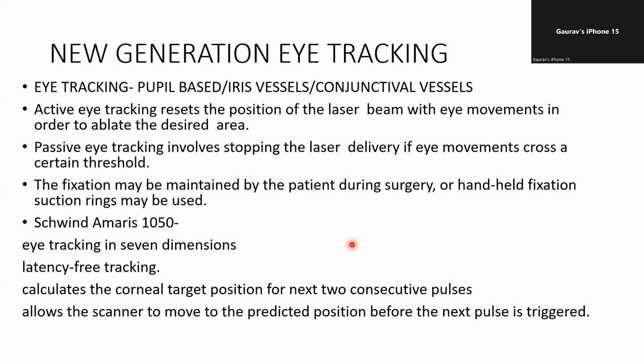A new machine, the Schwind Amaris 1050, has a few added advantages in eye tracking. It tracks the eye in 7 dimensions. It has latency-free tracking. It essentially calculates the corneal target position for the next 2 consecutive pulses, which allows the scanner to move to the predicted position of the laser before the next pulse is triggered.